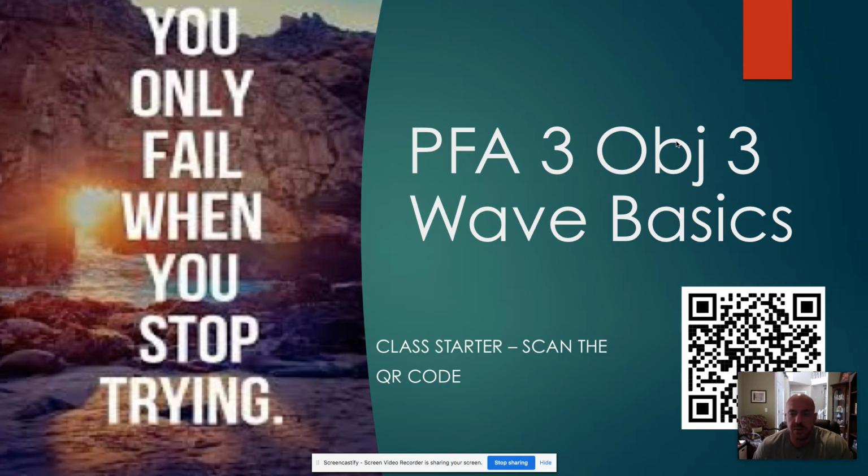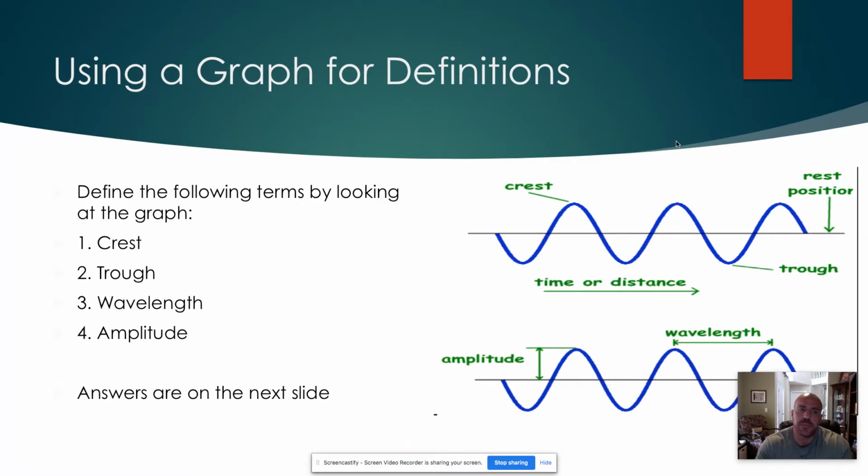We are at Power Focus Area 3, the last objective of Wave Basics. It's kind of an easy objective if you really look at the pictures of the wave, because the definitions are basically just descriptions of the pictures, and I'll show you what I mean here on this first slide. Four words we're going to need to know here are crest, trough, wavelength, and amplitude, numbered 1 through 4 over there.